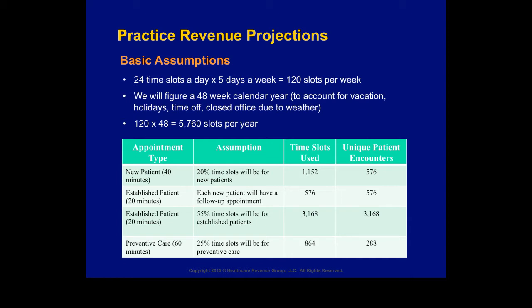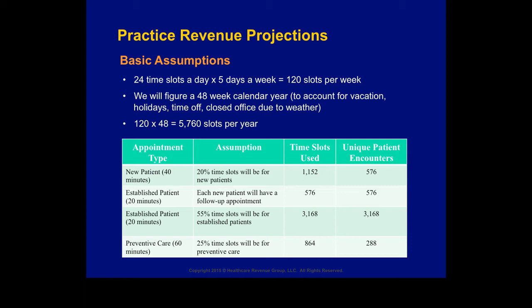So who's going to fill them? Let's take our new patients. Let's say 20% of these people this year are going to be new, because that's where my marketing dollars are going to be spent, and I'm going to go after new patients. Or historically, that's what our new patients have been. So I'm going to say new patients 40 minutes. I'm going to take 20% of those time slots and make them new, which means I've got 1,152 of my 5,760 used up in new patients, which equals 576 patients.